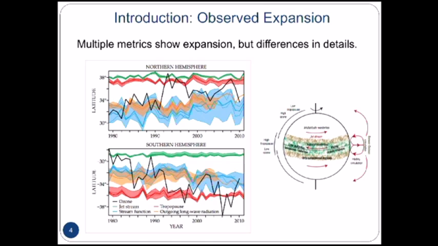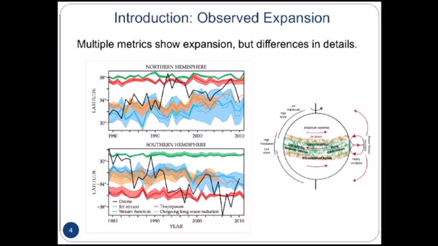In terms of the metrics, you can't see this, but the blue is a measure of where the meridional stream function crosses zero. So you look at 500 hectopascals where the zero line is. That would be a metric of the width of the Hadley cell.